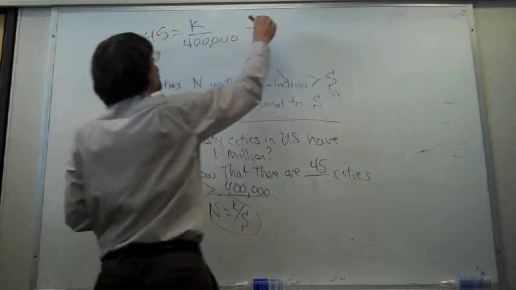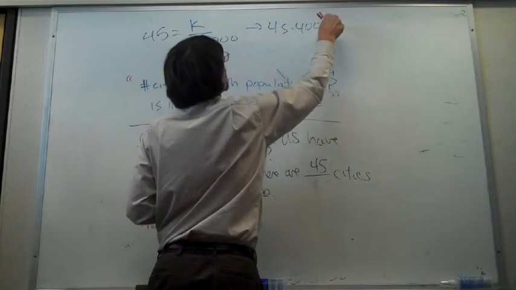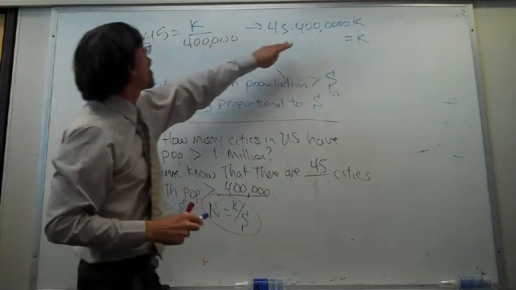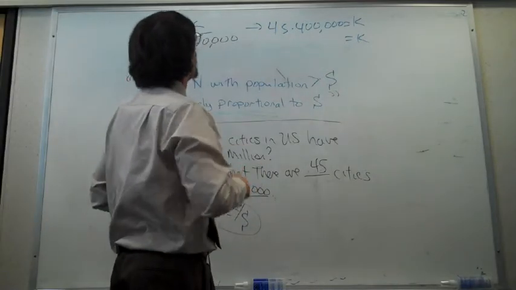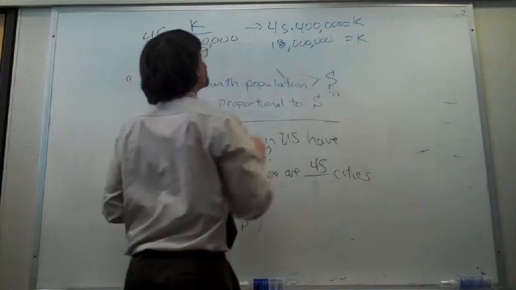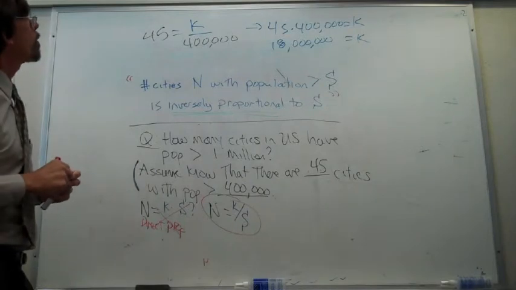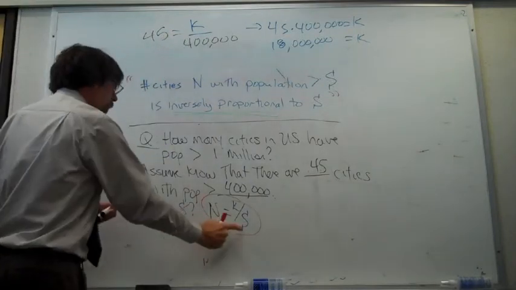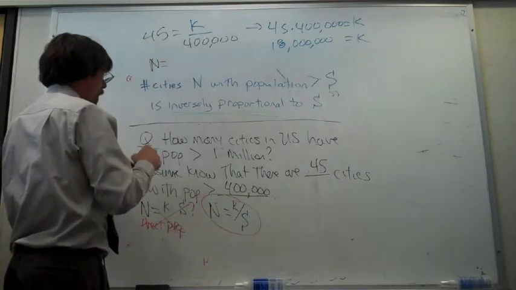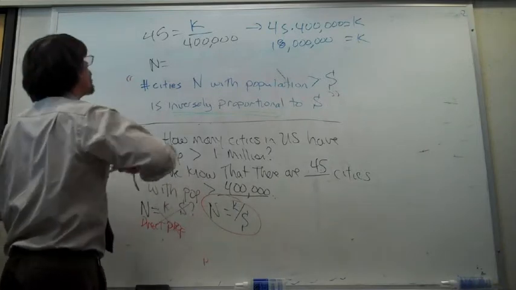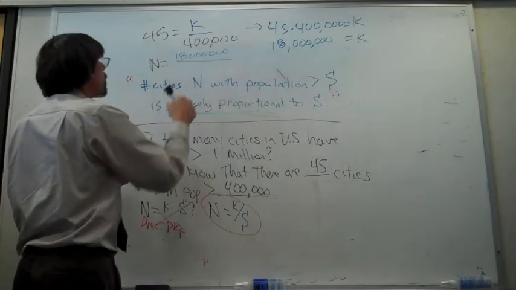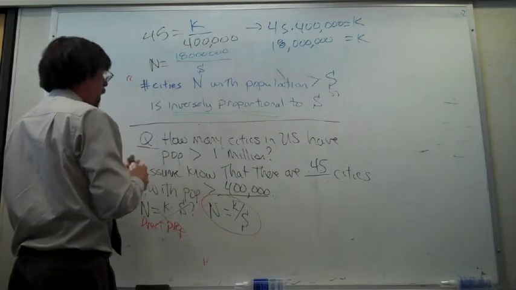Kill it off here. We have 45 times 400,000 is K. So that means K, if we had a calculator, we would know that's about 18 million. I hope I did that arithmetic right. I think I did. So K is 18 million. So now we know what K is. So the circled equation really is the following now. We don't have to leave it as K. We can write 18 million over S. So that's the equation that we got now.